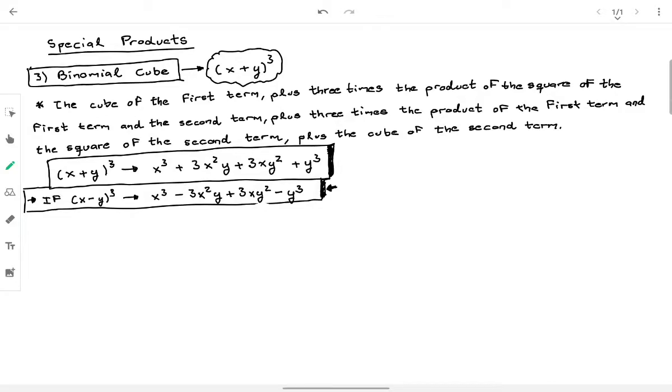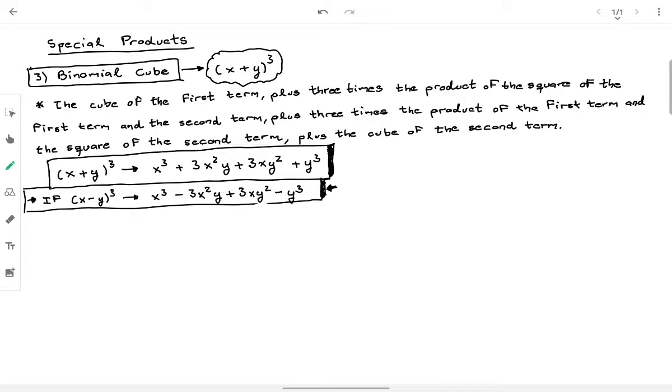Today we will continue with the special products. Today's topic is specifically binomial cube. Remember, a binomial is an algebraic expression of two terms. The cube is the third power, so it will be something like x plus y all to the third power.